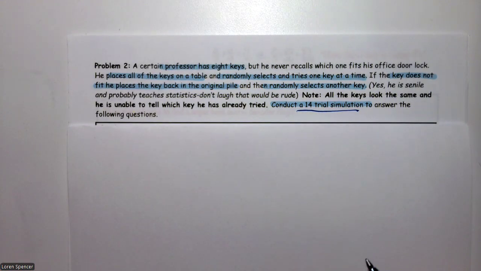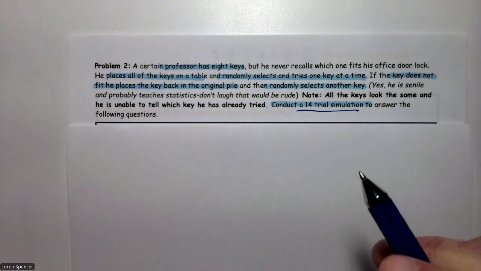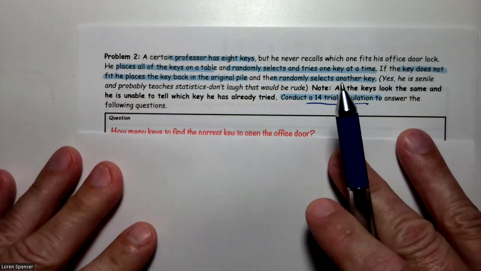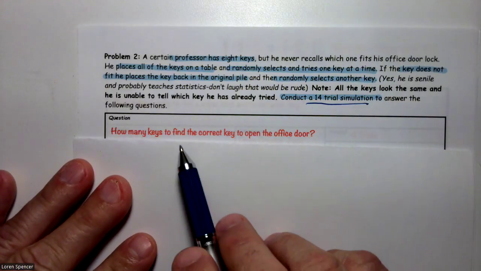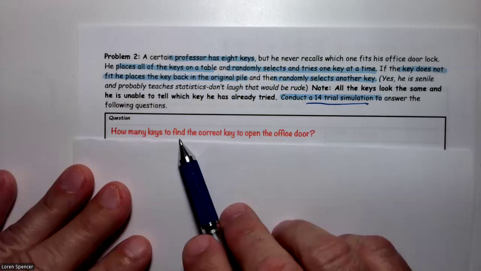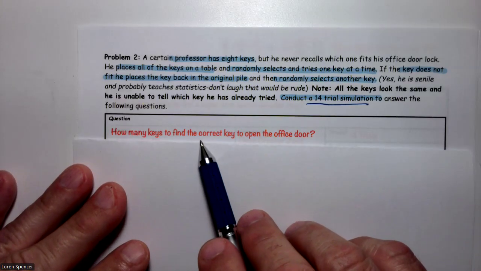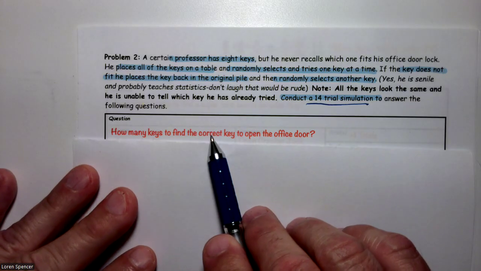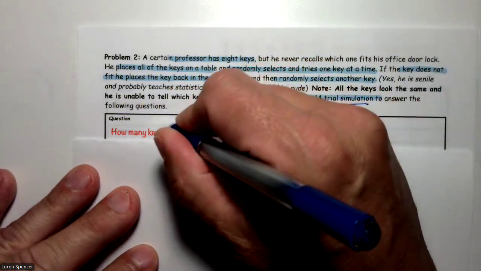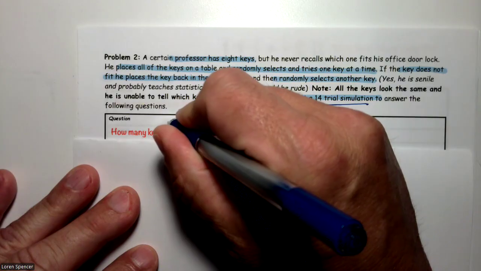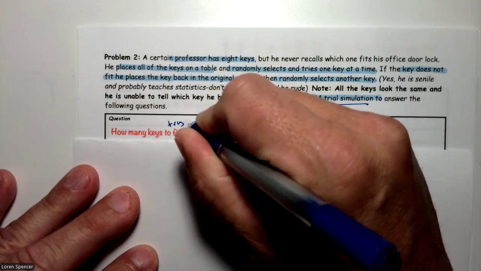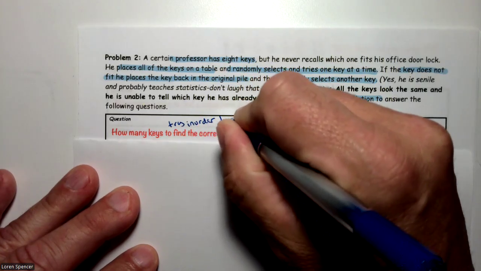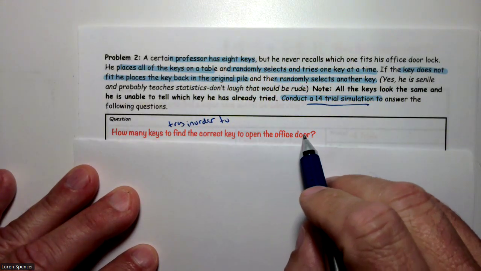All right, so a 14 trial simulation. So that means we're going to have to do this 14 times. Okay, so what is the question? Well, we need to find out how many keys he has to try to find the one that opens the office door. How many keys does he have to try in order to find the correct key to open the office door?